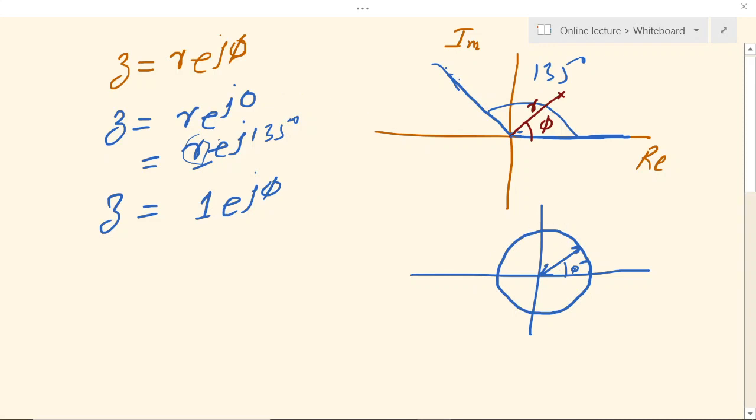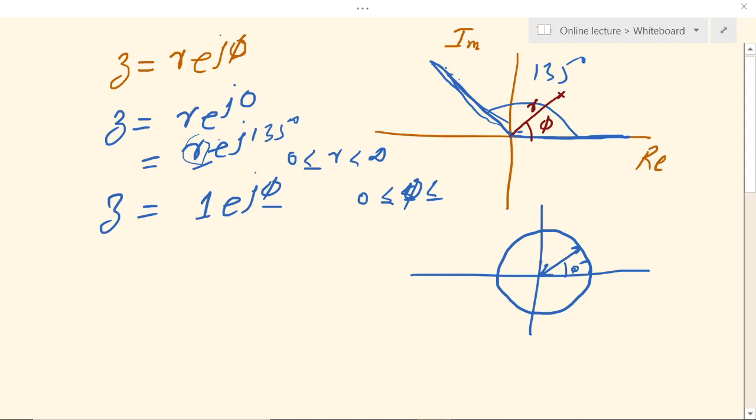Similarly, all the points of R, where R ranges from 0 to infinity, will lie on this line from here to infinity. But when phi is varying from 0 to 2 pi, it will map onto this circle. If it goes beyond 2 pi, it will be repeated. This is how you understand the complex number.